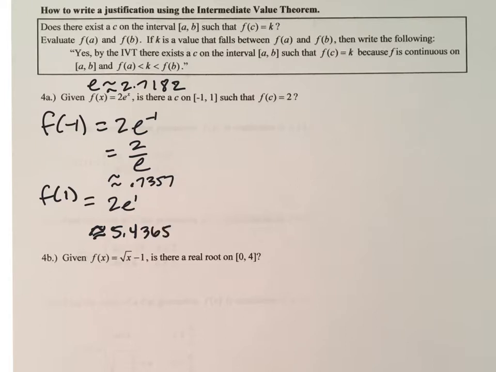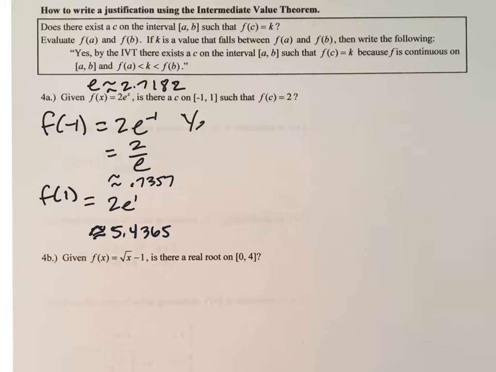5.4365. All right, so since f of -1 is 0.7357, and f of 1 is 5.4365, we can see that 2 definitely falls between those two numbers. So we can say, to answer the question, yes.